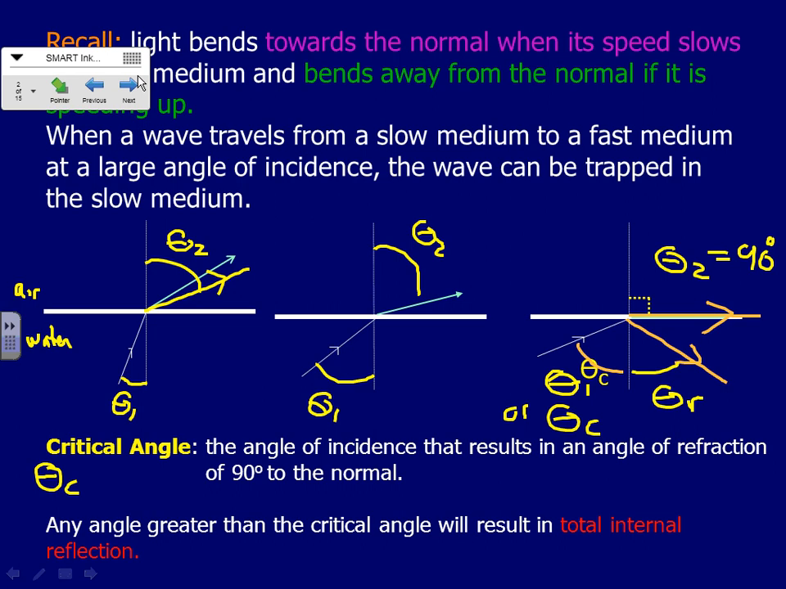If the angle is smaller than the critical angle, then the refracted ray will escape. It'll get out. And if the angle is the same as the critical angle, then that refracted ray is actually traveling right along the surface. And if it's made up of white light, it'll begin to spread out.